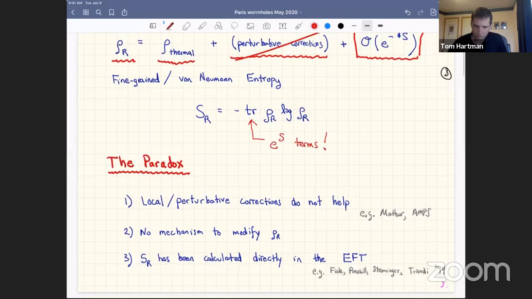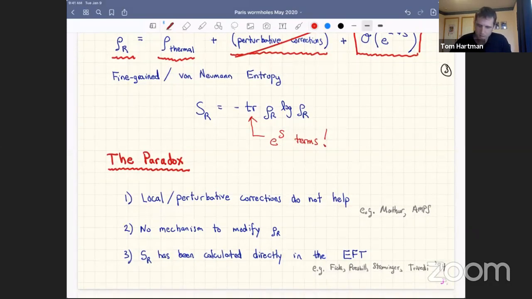The third thing that I think is a real paradox, and this is what I'm going to focus on in the talk. So number 3 is that you can actually directly calculate the von Neumann entropy in the low energy theory. If you calculate the density matrix, then you should worry about these e to the minus S contributions adding up with e to the S terms. But if you calculate the von Neumann entropy directly, if you have a low energy calculation that calculates S_R, and you believe that you're using the low energy theory within its regime of validity, then that's certainly a paradox. And S_R has been calculated directly in the low energy theory in a lot of these old references.